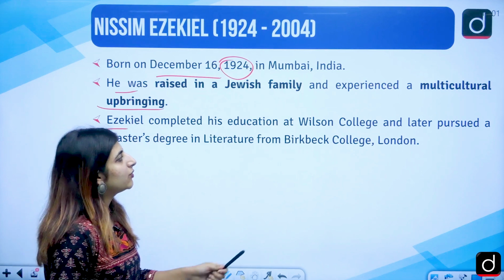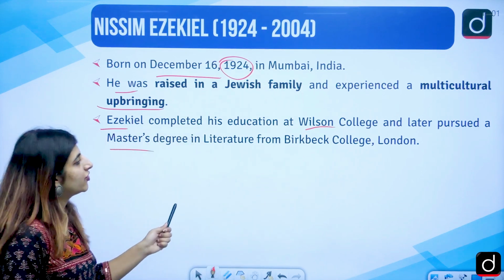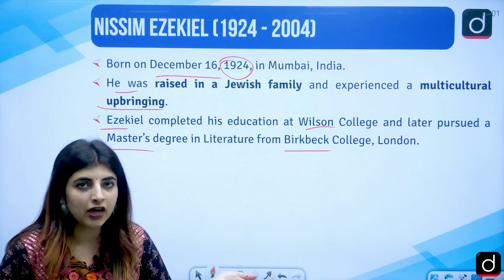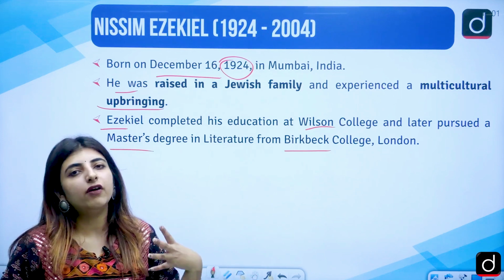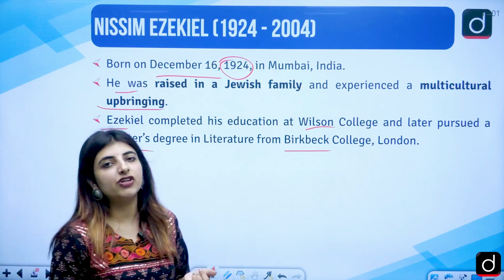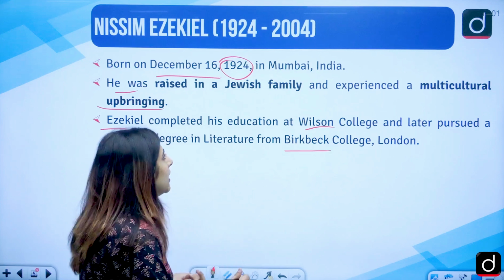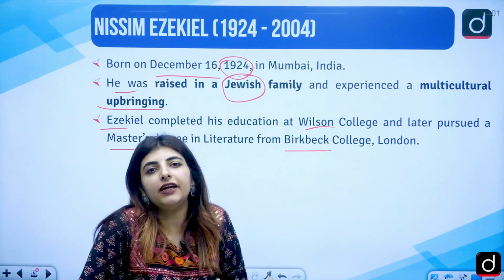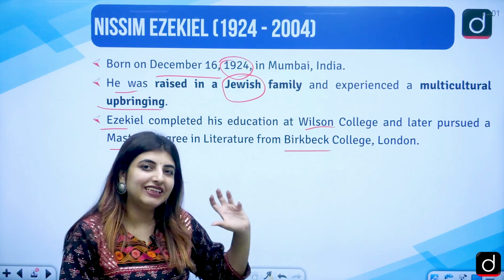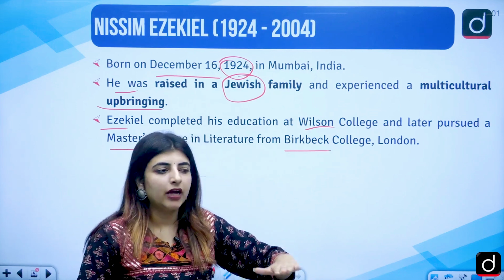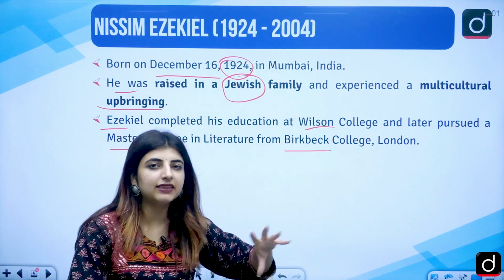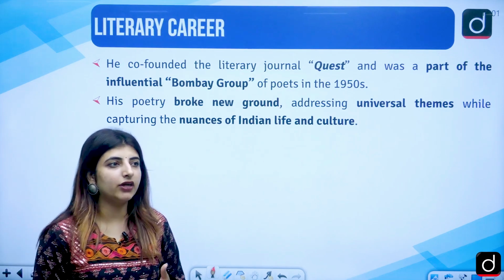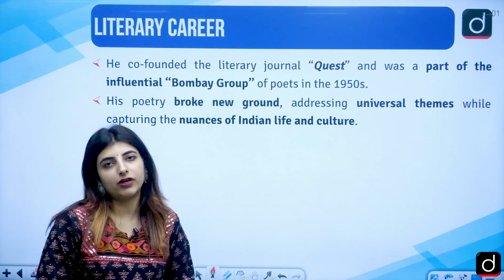He completed his education at Wilson College and later pursued a master's degree in literature from Birkbeck College, London. So he was, just like other writers who have been to London to get their master's degree as well, one of those writers. One thing which is prominent here is that they can ask this very particular thing in the examination, because the examiners are usually asking the descent of a particular writer. So he was from a Jewish descent and multicultural upbringing. We see the amalgam of different cultures in his poetry, and we are going to read certain poems of his to understand that very particular thing about the environment that we all are also brought up in.